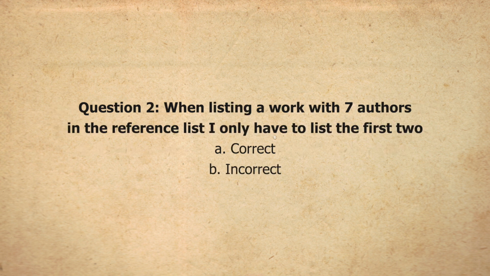Question 2. When listing a work with 7 authors in a reference list, I only have to list the first 2. This is incorrect. In a reference list, all authors must be listed. So even when you have 7 authors, you must list them all.